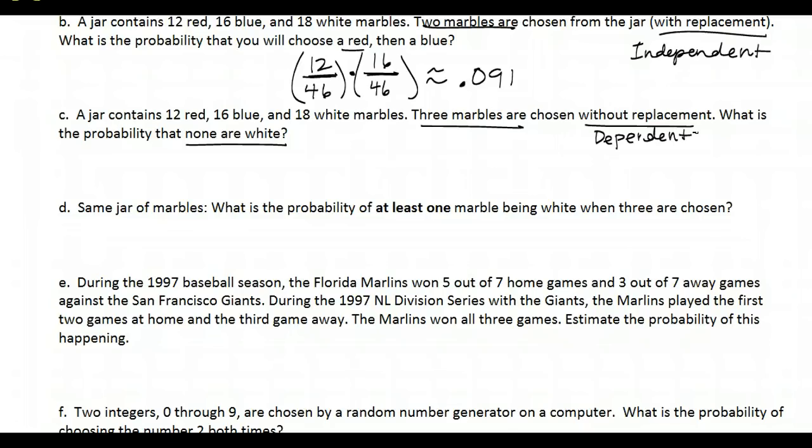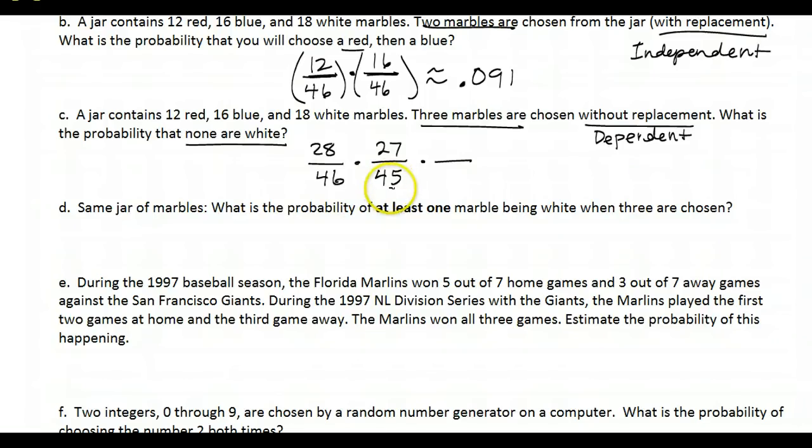Here's how this works. 3 marble draws. So I got 3, so I'm going to have 3 fractions. The first marble I draw, I want a not white marble. There's 28 not white marbles. There's 46 total marbles. You always assume you got what you wanted when you're doing probability. So now I have my second marble draw, but there's only 27 not white marbles, and there's only 45 marbles total, because I took one out.